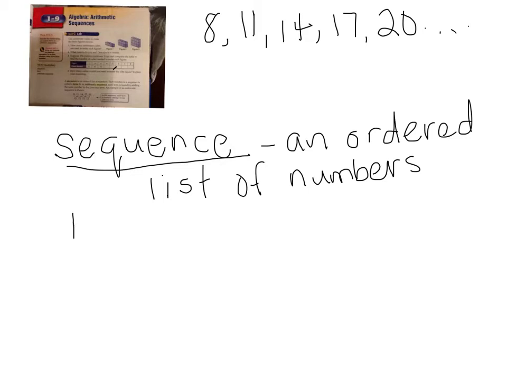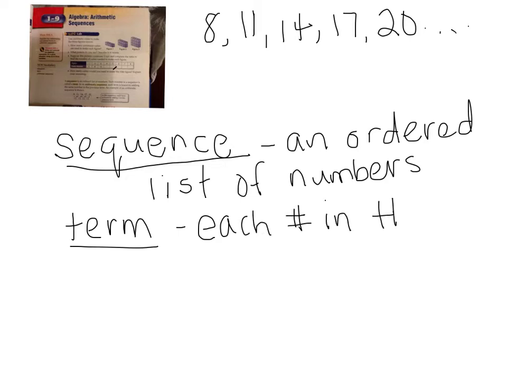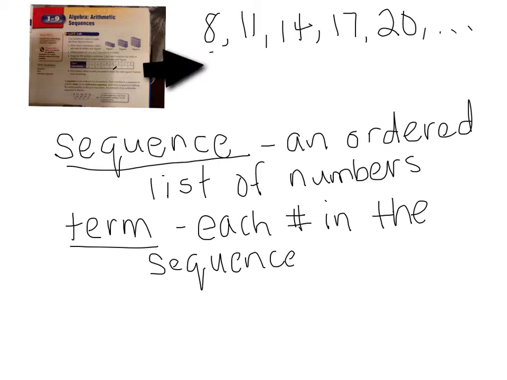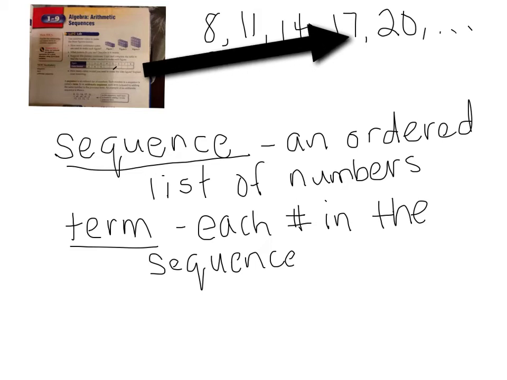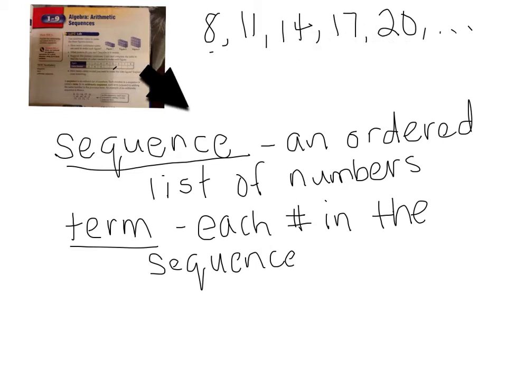Now we're going to work on term. That's your next definition. That's each number in the sequence. This is a term, that's a term, that's a term, that's a term, and that's a term. Each one of those is a term.